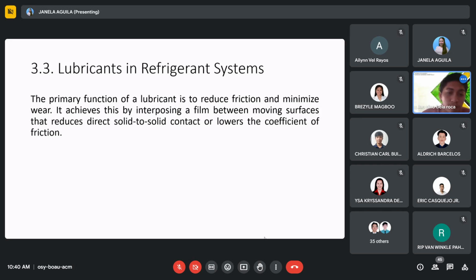So meaning po ang main functions po ng lubricant sa refrigeration systems is nare-reduce po nito ang friction sa between moving surfaces para po ma-ensure nito ang smooth operations and longevity of various components such as po ng compressors, motors, and bearings po.